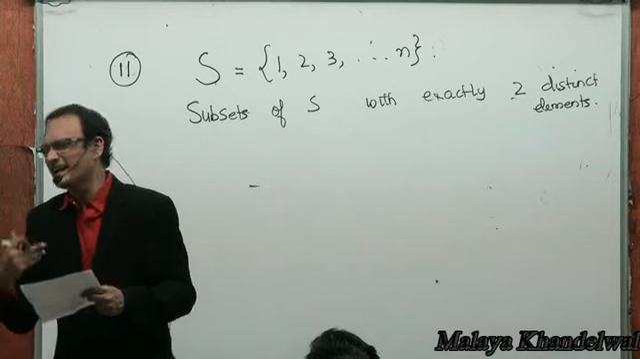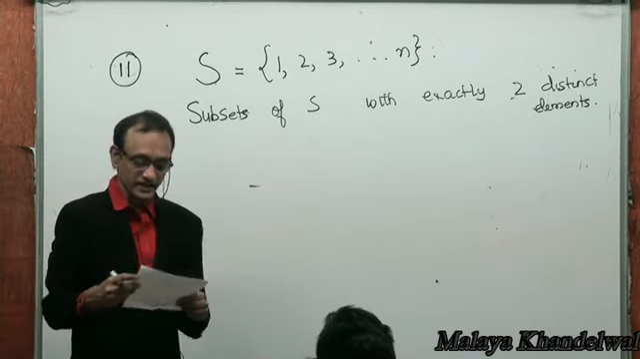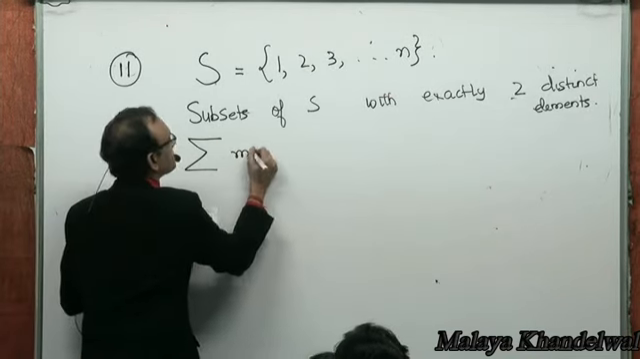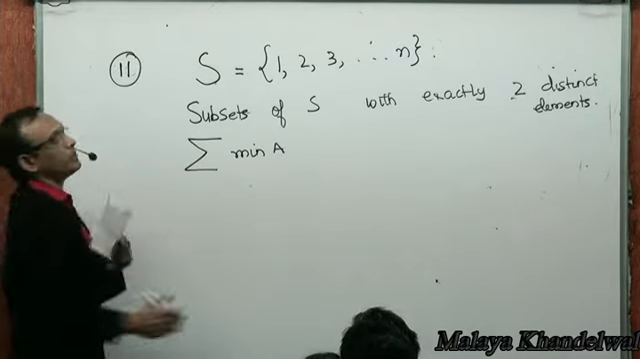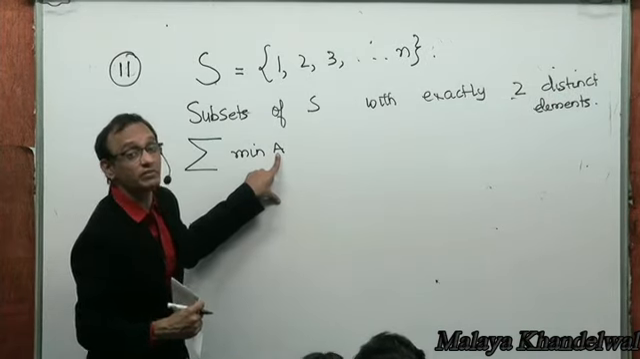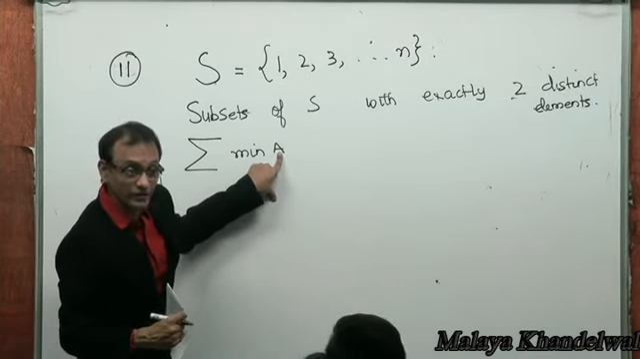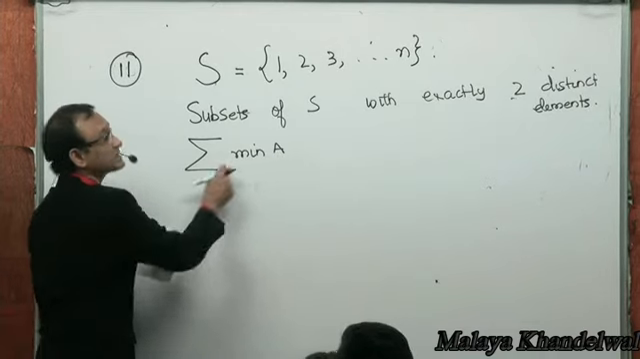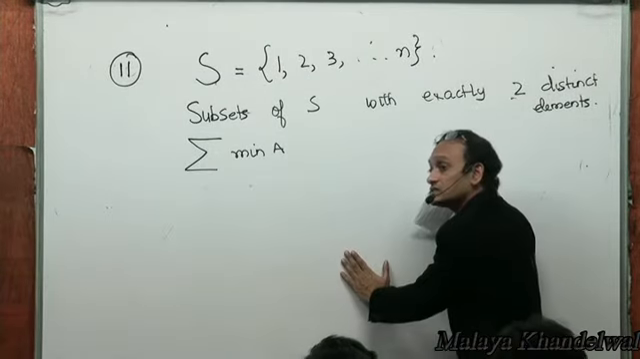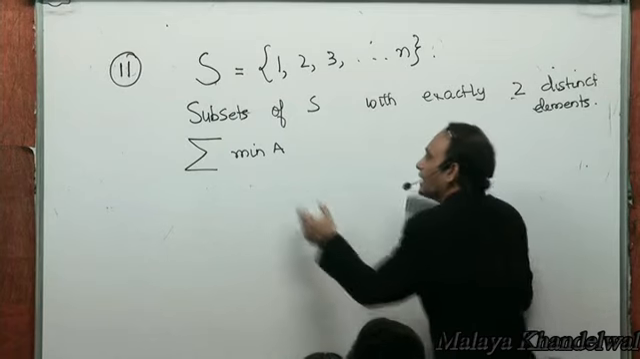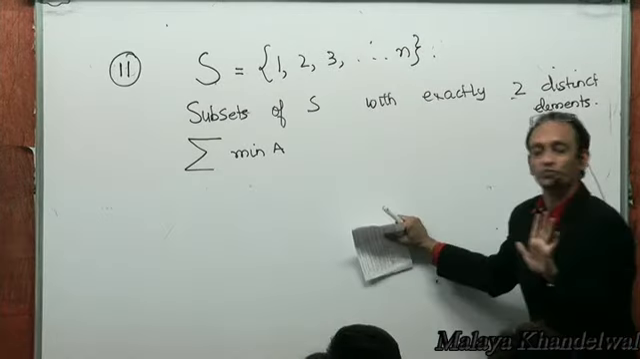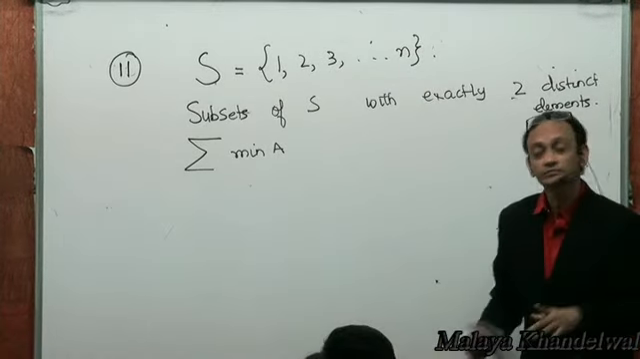These sets are referred to as A's, right? With exactly two distinct elements. What we want to do is, we want to take the minimum of each of these subsets. There are a variety of these subsets with two distinct elements, and from each one of them I take the smaller value and I sum it up. I create all subsets of S with two distinct elements, and from each of those subsets I take the smaller value and I add all the smaller values. This is what I want to be able to do. You understand the problem or not? Okay.